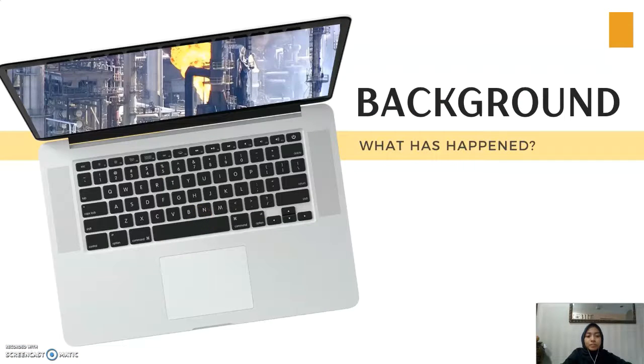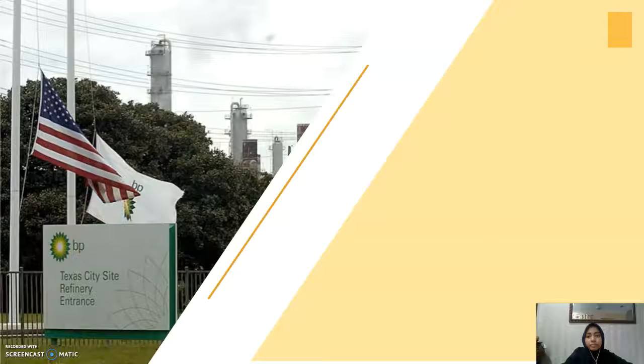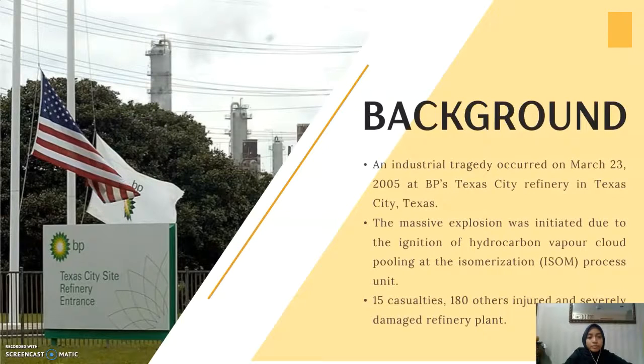Hi, my name is Syafiqah, matrix number 198935. I'm going to explain the background of what happened in the Texas City refinery explosion. Basically, the Texas City refinery explosion is an industrial tragedy that occurred on March 23, 2005 in Texas City, Texas. It was a massive explosion initiated by the emission of a hydrocarbon vapor cloud at the ISOM process unit. This resulted in 15 people killed and another 180 injured, as well as severely damaging the refinery plant.